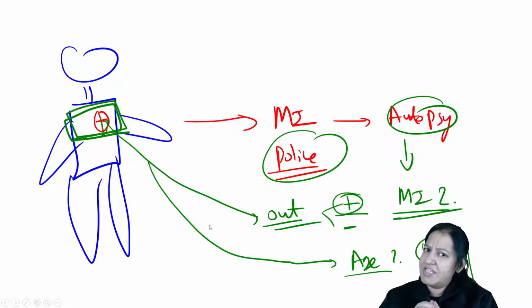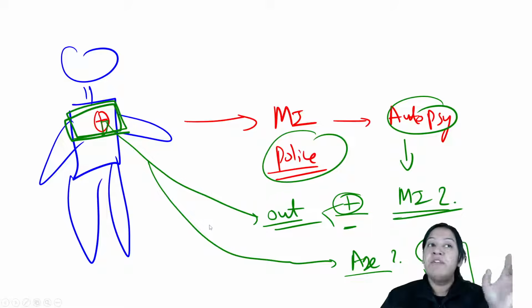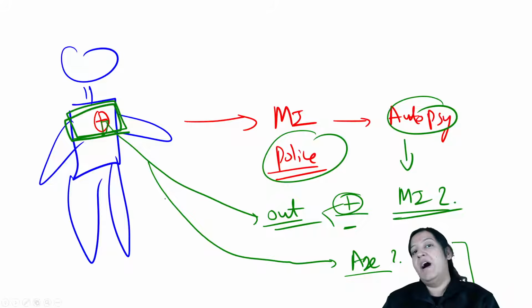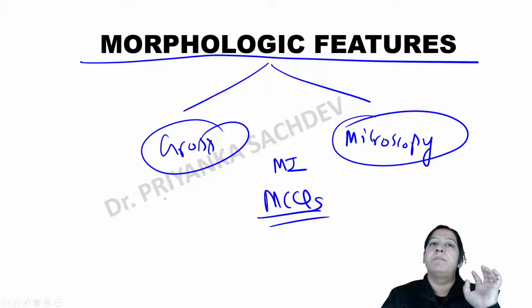So can we do the aging? Yes, we can do the aging. So we will make the slide of the infarcted area. And slides have different features at different ages. So that is the most important point for today.